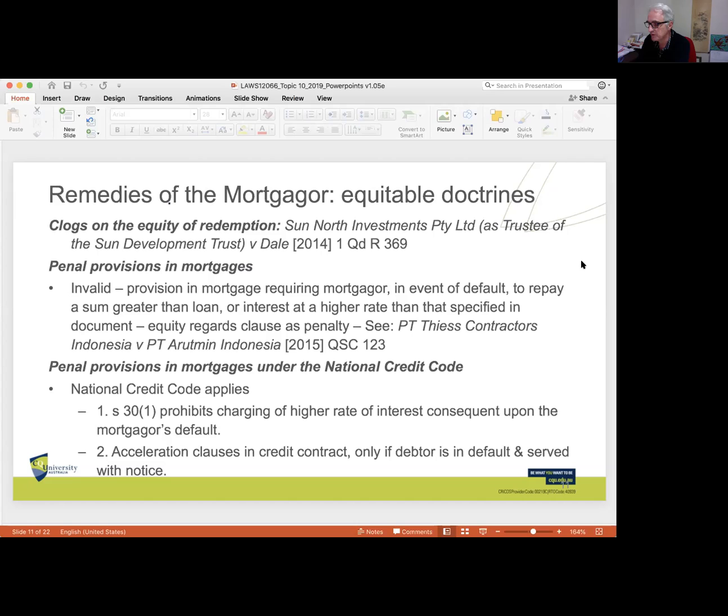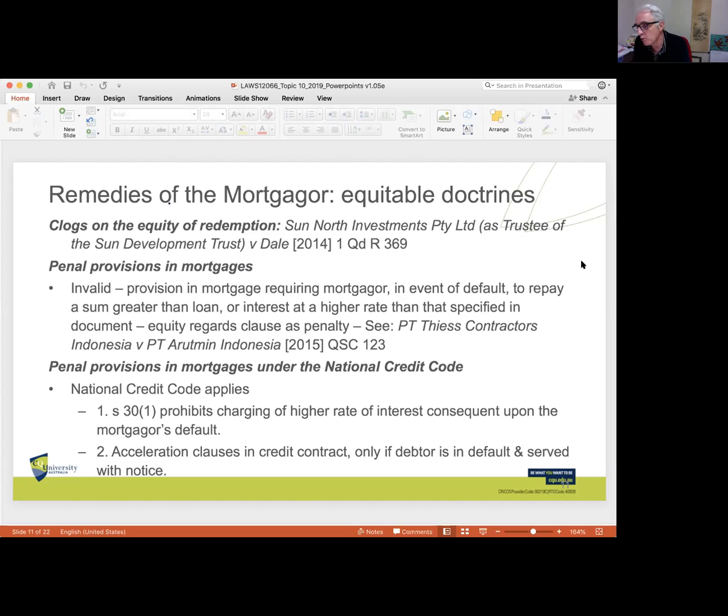For example, in Queensland, which I referred to in the slides, there's the Queensland decision of Sun Development and Dale, a 2014 decision of the Queensland Supreme Court. There's a quote there taken from the earlier English decision of Samuel. You can see it on page 1104. The quote is, I'll just read this to you because it's helpful.